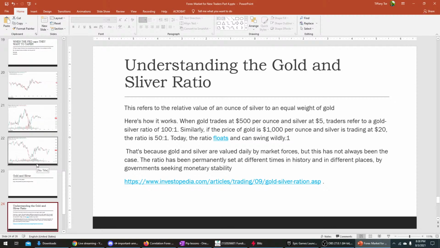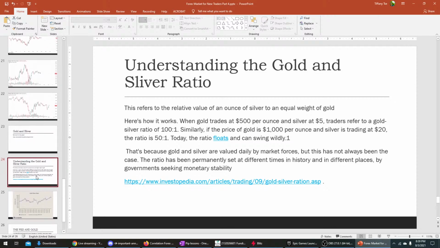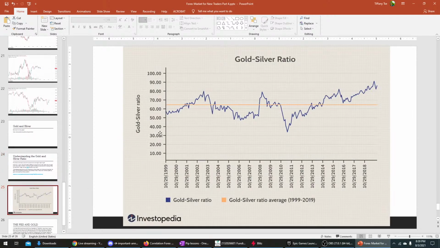Today, the ratio floats and widely swings. This is the case because it's driven by market forces, though not always, and it's set at different prices in different places by governments seeking monetary stability. So with gold and silver, the government has their hand in it. This is the gold to silver ratio.